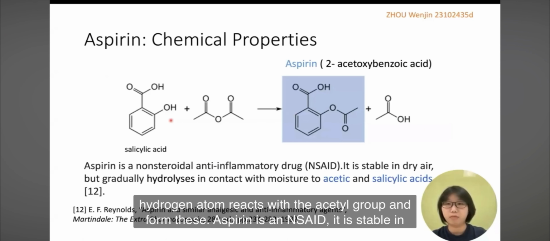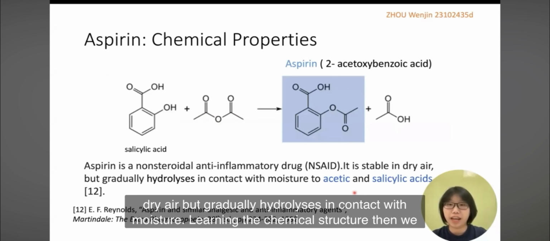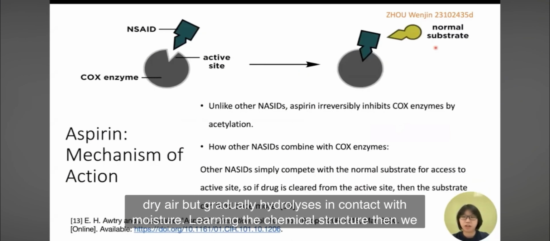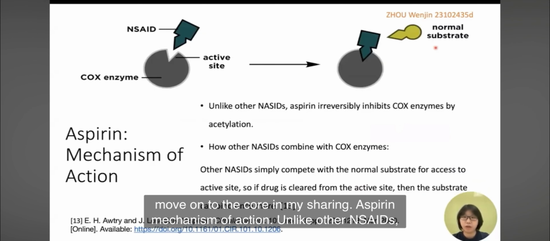This hydrogen atom reacts with the acetyl group and forms a base. Aspirin is an NSAID drug. It is stable in dry air but gradually hydrolyzes in contact with moisture. Having learned the chemical structure, we move on to the core of my sharing, aspirin's mechanism of action.